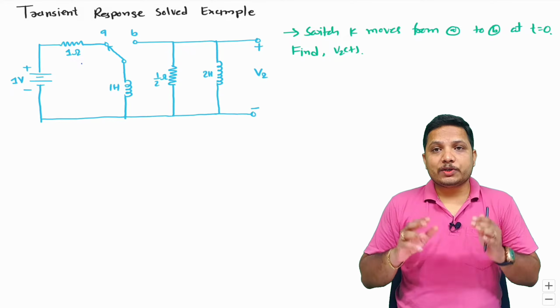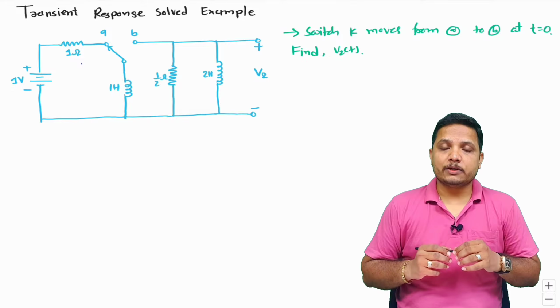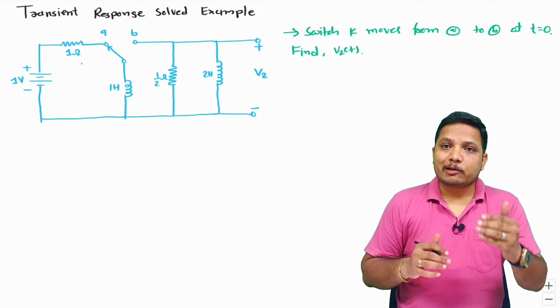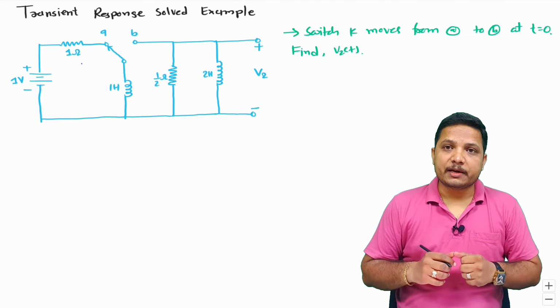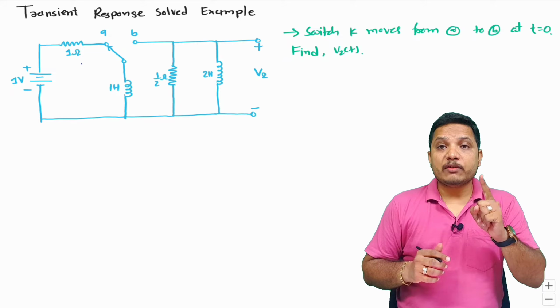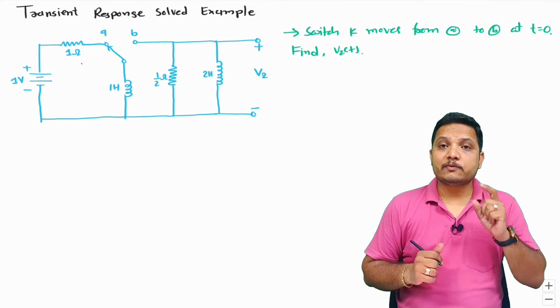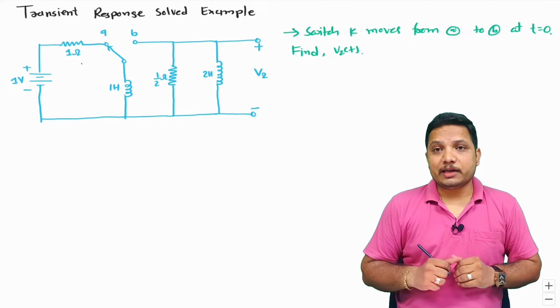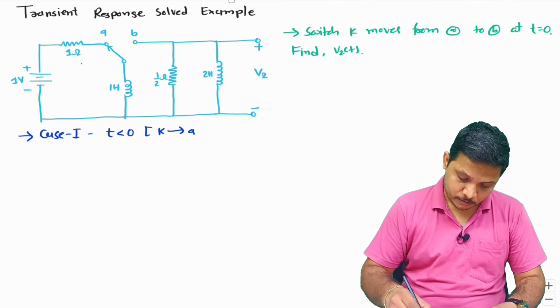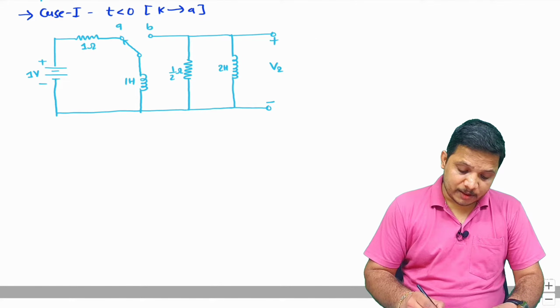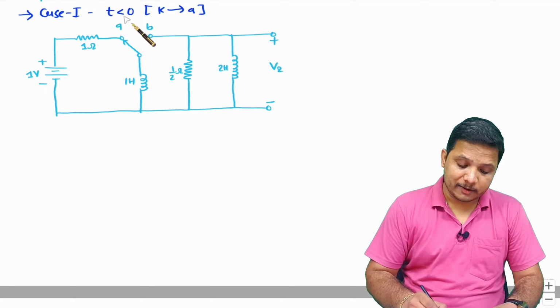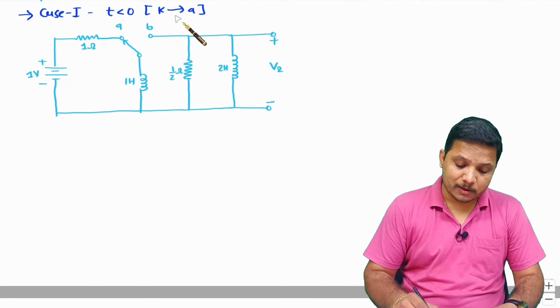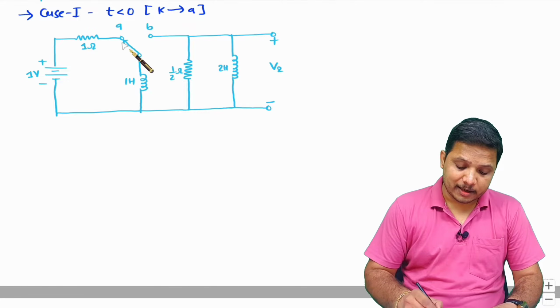Whenever you have a question based on transient response, you will have to bisect the calculation in terms of time periods. Here, before t equals 0, the switch is at location A, so let us discuss that condition first. Before t equals 0, meaning t less than 0, the switch is connected at location A, so this connection is open circuited.